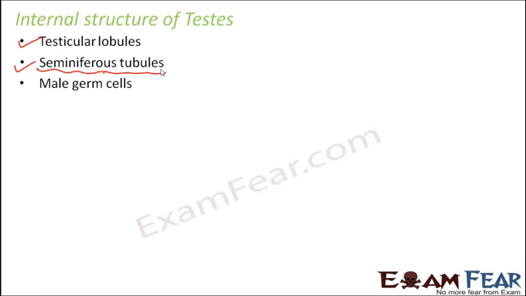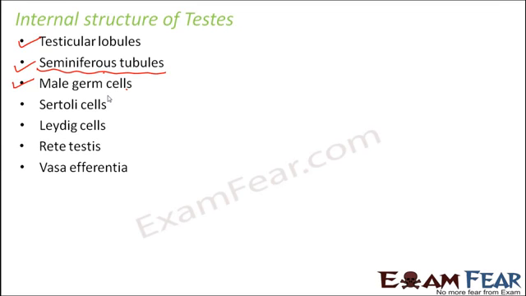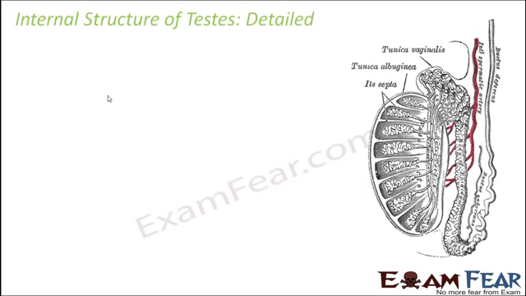Then there are male germ cells, and male germ cells are the ones which actually start the process of sperm formation. Whenever I am using the term sperm, sperm is nothing but the male gametes or the male sex cells. Sertoli cells and Leydig cells are specialized cells which serve a special purpose. We will talk about them very soon. Rete testis and vasa efferentia are again tube-like structures which help to carry the sperms produced inside the testis. So let us quickly look at the detailed structure. Let us talk about each of the parts one by one.